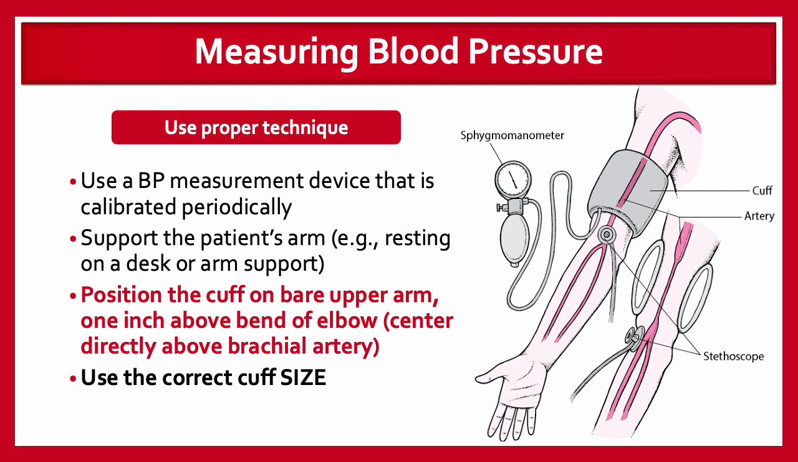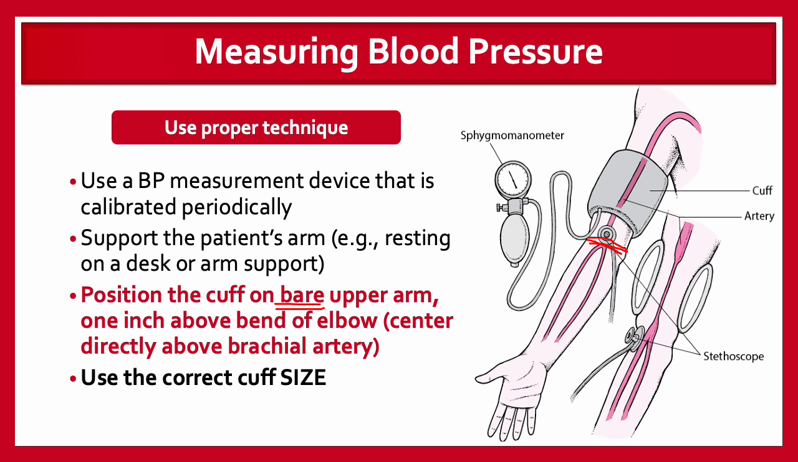We want to support the patient's arm, which means it should be resting on a desk or supported by the armchair. We just want to make sure that it is supported and not hanging down entirely by their side. We want to position the cuff on their bare upper arm. So again, we want to move up any clothing that is potentially in the way and put it over to the bare upper arm. And we want to make sure it's 1 inch above the bend in the elbow here, and centered directly above the brachial artery. So this is the brachial artery, and we want to make sure that the cuff is centered over it.